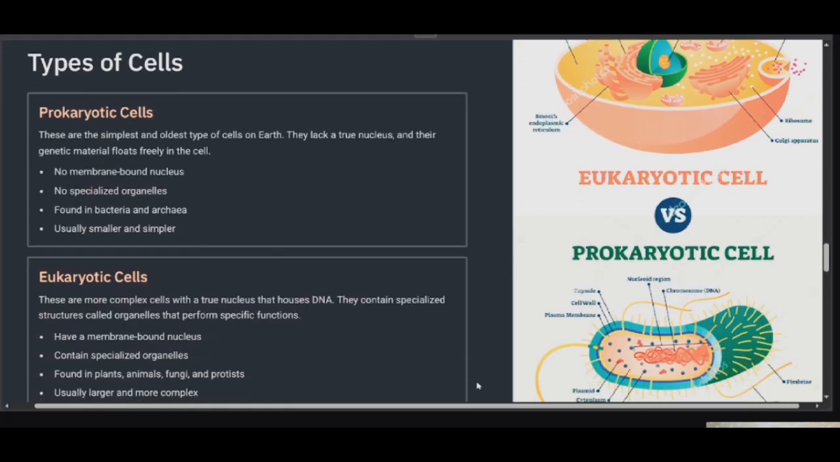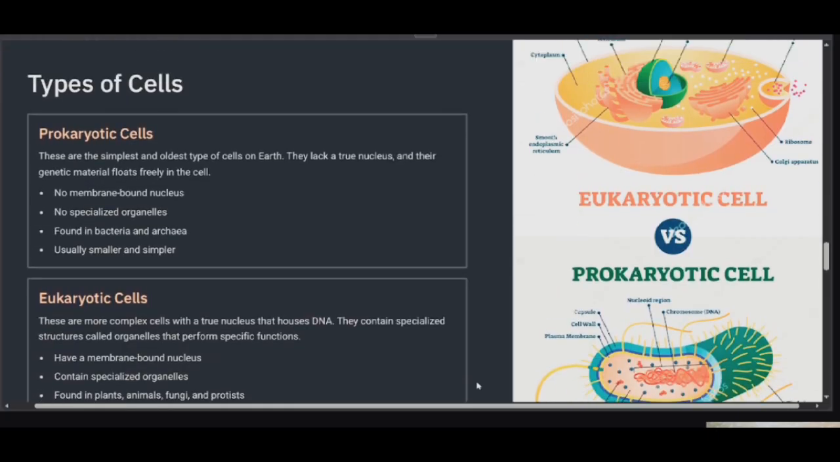Now moving to types of cells. There are 2 types of cells: prokaryotic cells and eukaryotic cells. What are these 2 types of cells? Prokaryotic cells are the simplest and oldest type of cell on Earth. It means prokaryotic cells are primitive ones. They lack a true nucleus, and their genetic material floats freely in the cell.